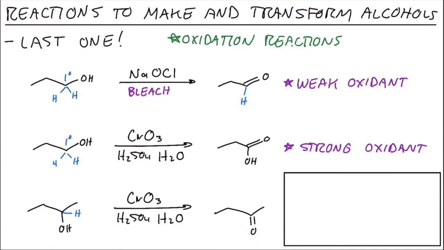Anytime we're adding bonds to oxygen, we have to be removing bonds to hydrogen. So if there's no more hydrogens to remove, we kind of stop and we get to this functional group here where we have that pi bond to oxygen. So these are some kind of goofy reactions as far as the mechanism is concerned. You will not be asked to draw the mechanism for these.